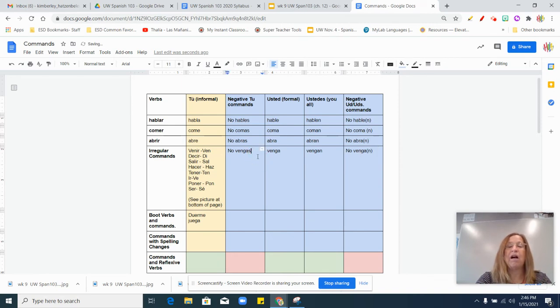Decir, also irregular in the yo form present tense. Maybe you learned these as go-go verbs, right? So it's digo, yo digo. So take off the o, add the opposite verb ending. So it's an IR verb, so we want the AR ending. So no digas, don't say it. Or if we want to be formal, we say diga. Or we want to say, you all say, digan. Or no digan.